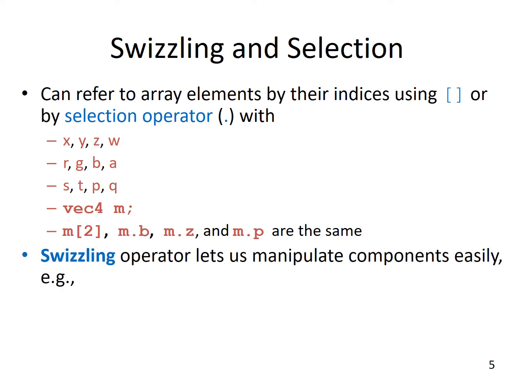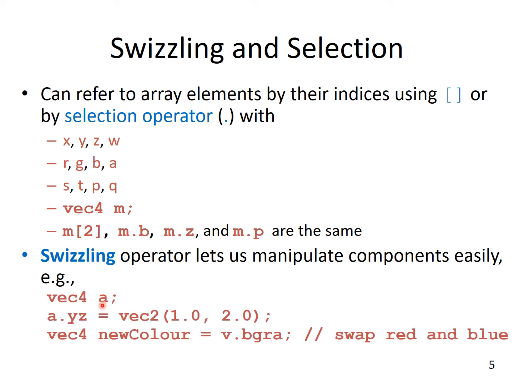The swizzling operator lets us manipulate components easily. For example, if we have a as a vec4, we can assign values to yz like this, skipping the x and w values. And we can also alter the values of a vector and make them BGRA instead of RGBA by just using v.bgra. So using the dot operator, we can not only refer to one element, but we can refer to multiple elements at the same time and in any order.